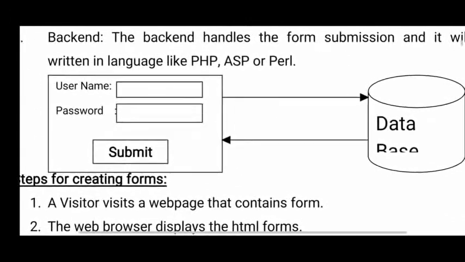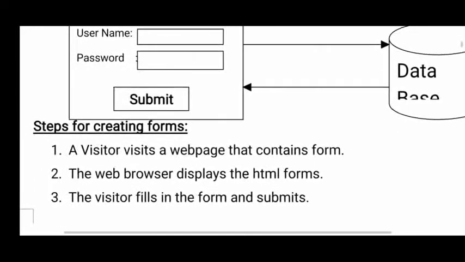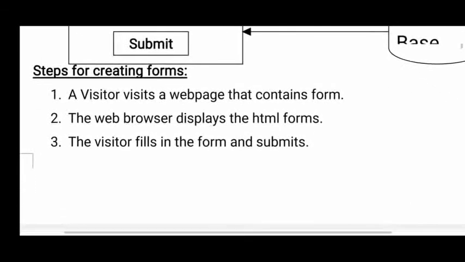Here you can see the form. Username and password. The user will enter the username and password and click on the submit button. That information is submitted to a server. In the server there is a database which stores the information given by the user using a front end. Here we have a few steps which have to be followed when you want to submit some information to a server.